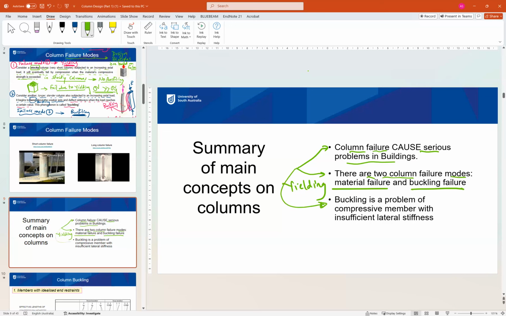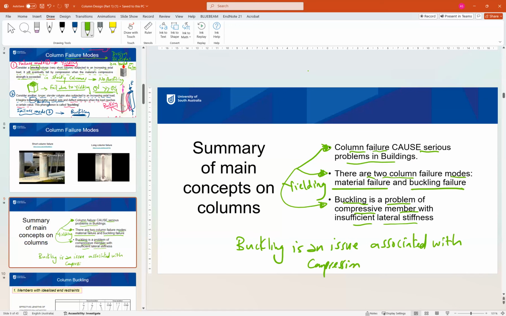The third point is buckling is a problem of compressive members with insufficient lateral stiffness. So again, buckling is an issue associated with compression members only.